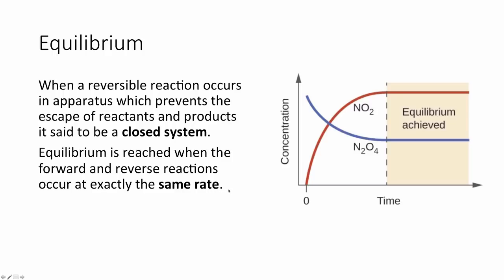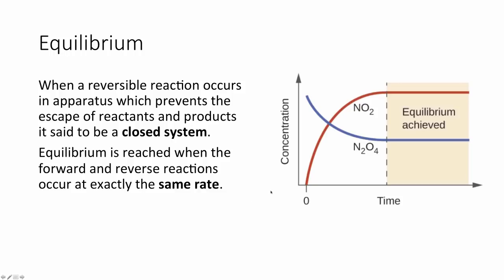Now, many students have a misconception here where they think that equilibrium means that the concentrations of the reactants and products are equal. This is not the case. It's the rate that the forward reaction and the backward reaction occur that are the same. So that's the equal bit in the equilibrium.